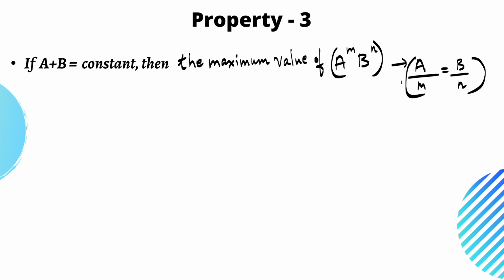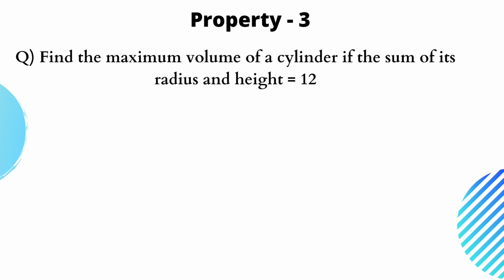So when a by m is equal to b by n, we will get the maximum value of a power m into b power n, and a and b must be real numbers, right? So we shall apply this in this question. Find the maximum volume of a cylinder if the sum of its radius and height is equal to 12.